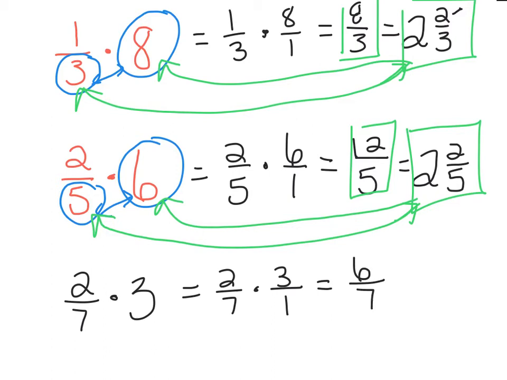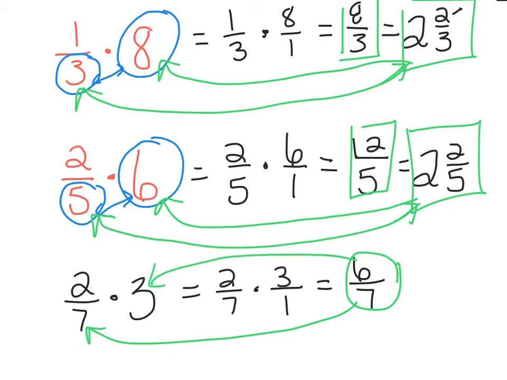6/7 is not an improper fraction. It's not a fraction greater than 1 because the numerator is less than the denominator. So even though we multiplied, we ended up with a fractional answer, a fraction that was less than 1. But it does still follow our rule. The product, 6/7, is still greater than the original fraction factor of 2/7, and it is still less than the whole number 3 that it was multiplied by.